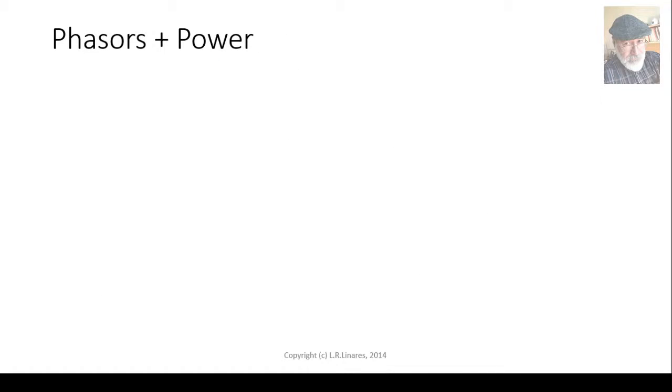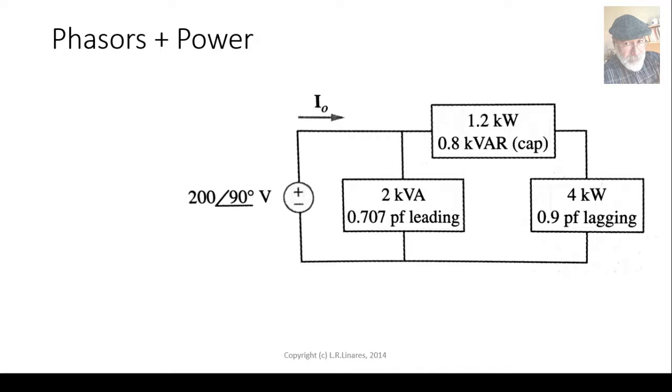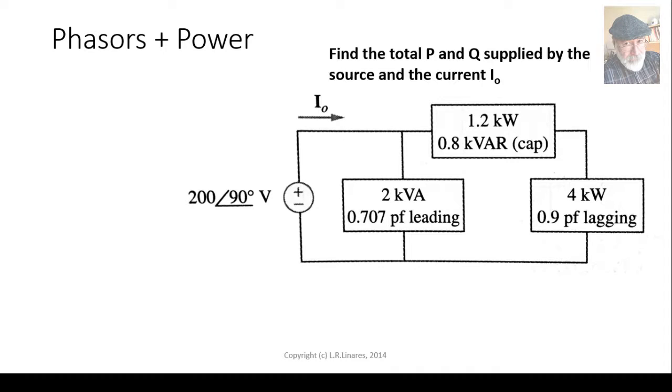Now let's talk a little bit about phasors and power. Another exercise, a different one, taken also from the Alexander and Sadiku textbook. We have 3 loads. They are specified in different manners, and we have one source that is feeding them all. 200 volts RMS at 90 degrees. Observe the current in the source, I sub naught. The question is, find the total P and Q supplied by the source and find the current at the source, I sub naught. Well, that is a simple question.